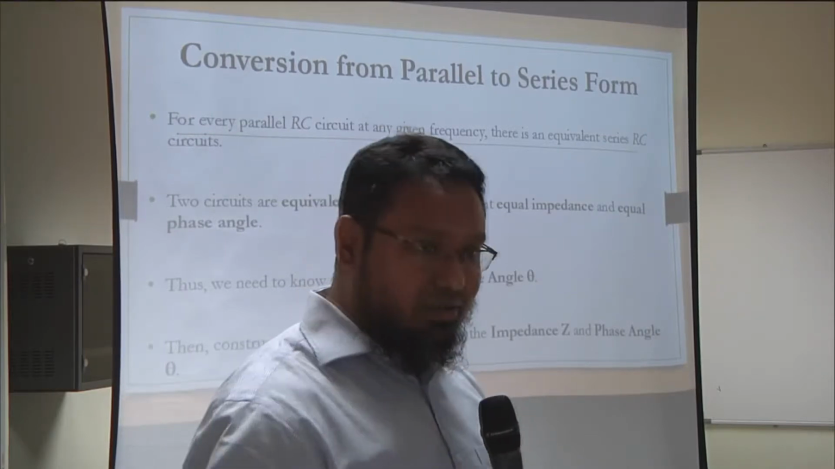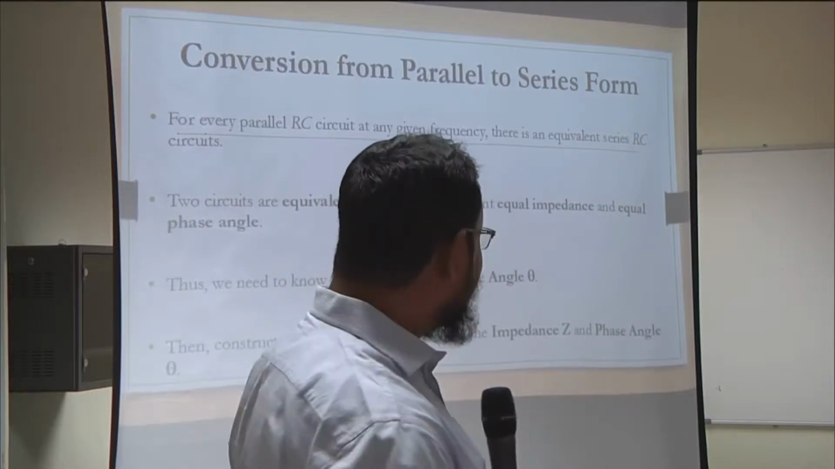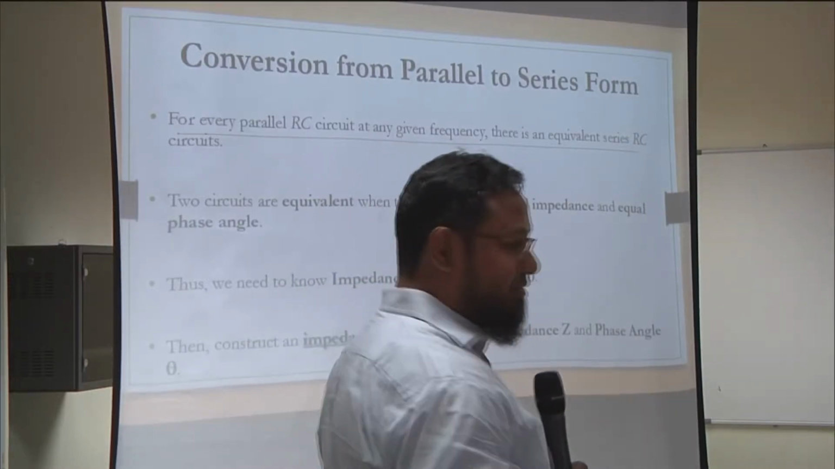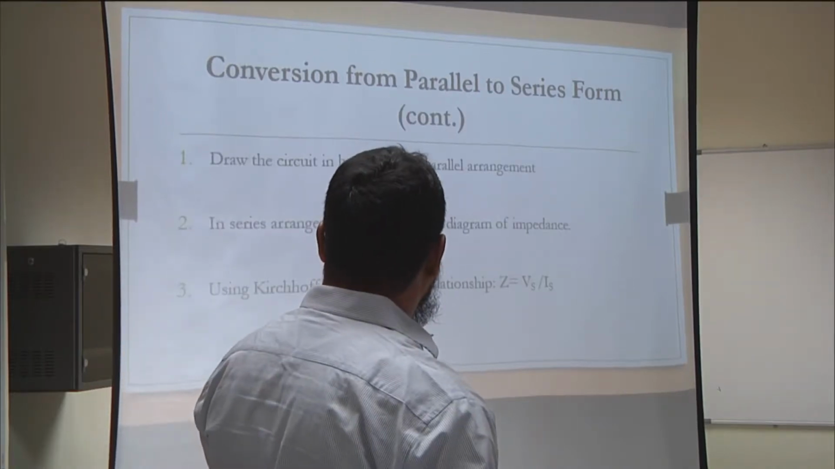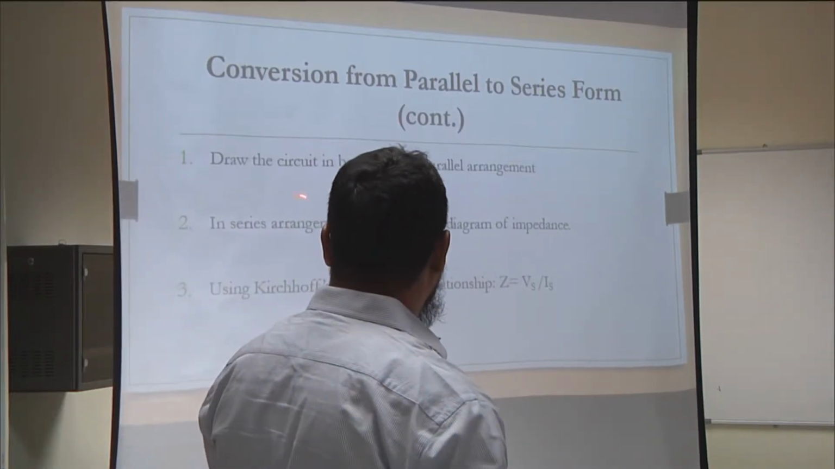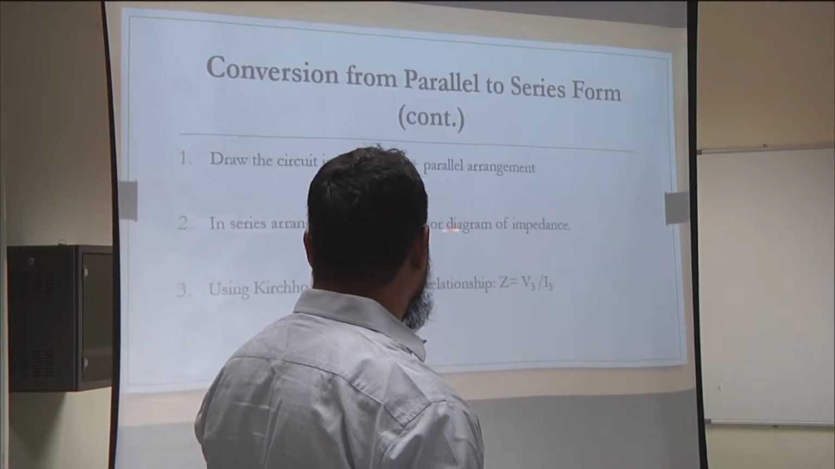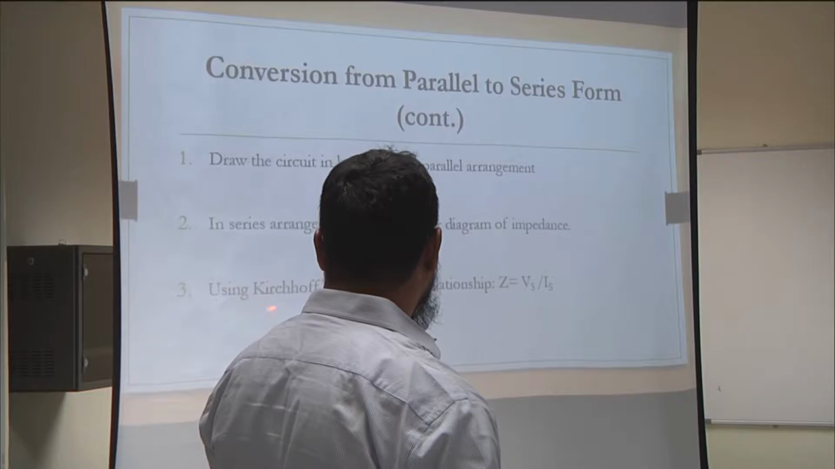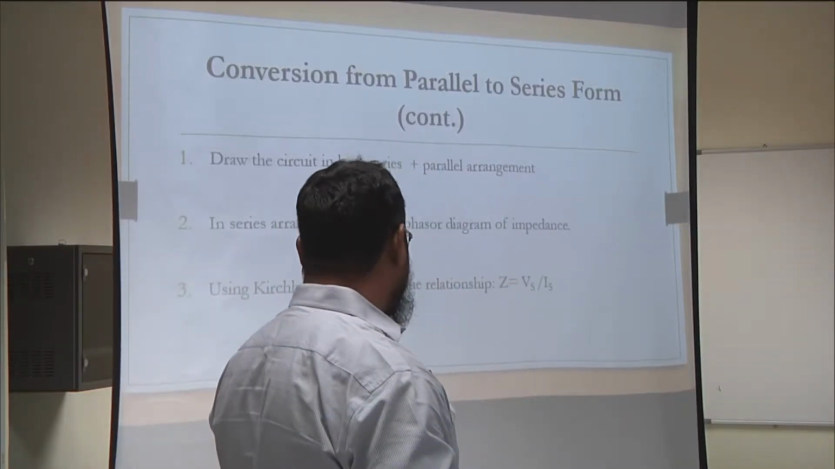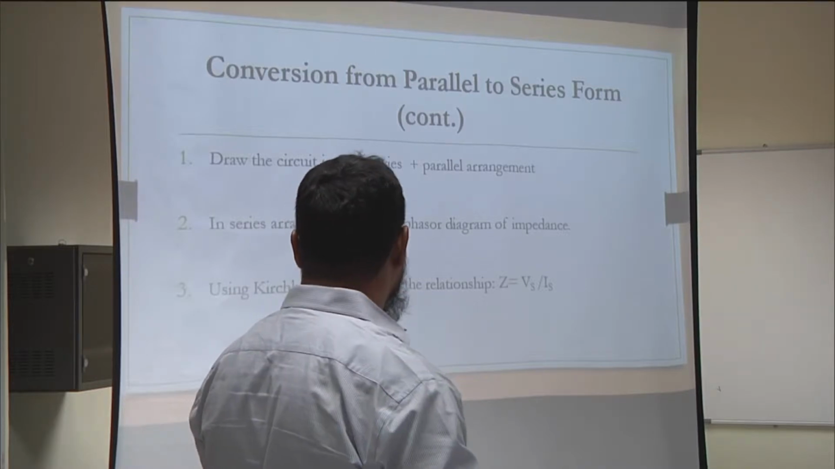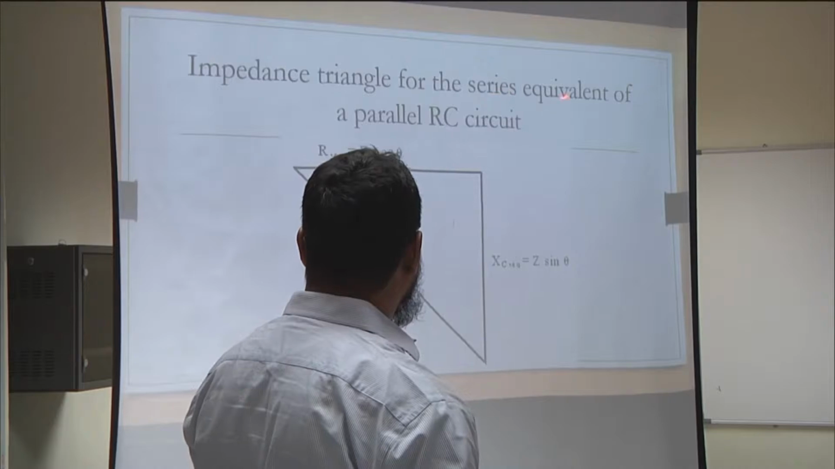Whenever we have a parallel circuit, there's a way to represent that same parallel circuit as a series circuit. So that is going to be an equivalent. Conversion from parallel to series form: draw the circuit in both series plus parallel arrangement. In series arrangement, get the phasor diagram of impedance using Kirchhoff's law to find the relationship Z is equal to Vs divided by Is. Okay, impedance triangle for this equivalent.